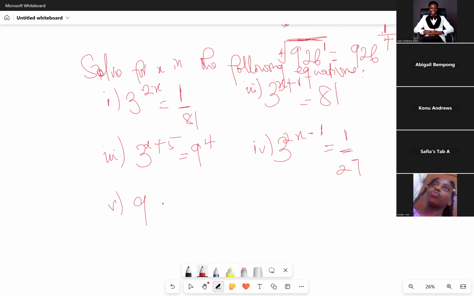Sir, please, it's not clear. Please let me look at that. 3 exponent x plus 5? No. Okay, I think that'll be for the second one. Yeah, 3 exponent x plus 1. Please, can you read it out? It is 3 exponent x plus 1. Okay, thank you.